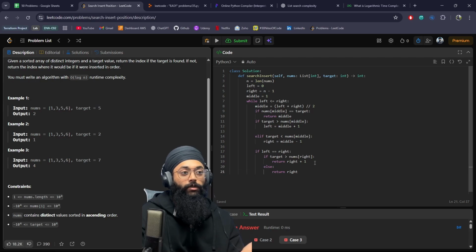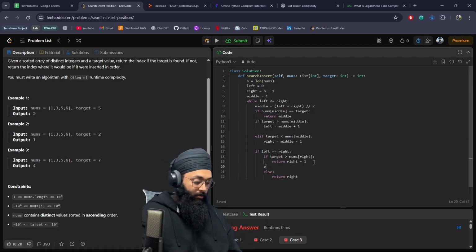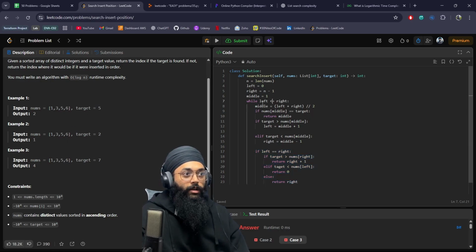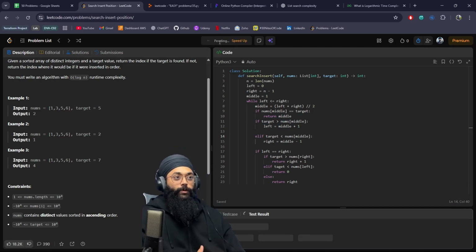Oh, there's also a possibility that the number is smaller, right? So else if the target is smaller than the number at left, I guess I'll be returning 0, because the index will be 0 at that point. I think so. So else return right. This case is when the number is not in the array, and this one will find that one. Okay, let's try. Hope so.